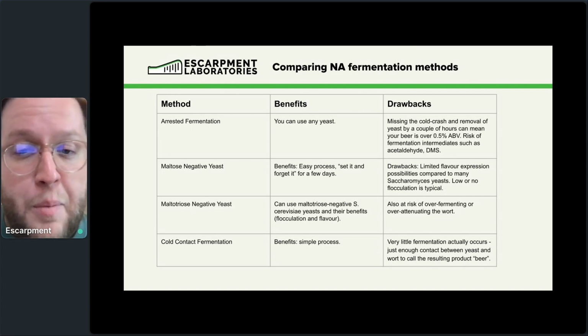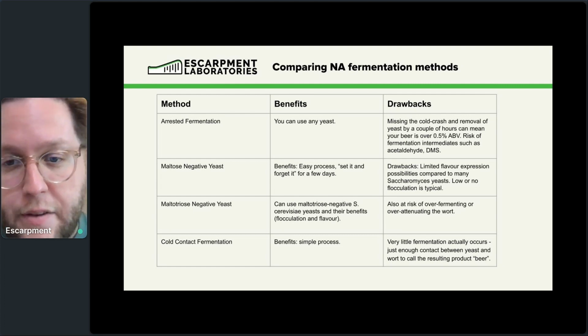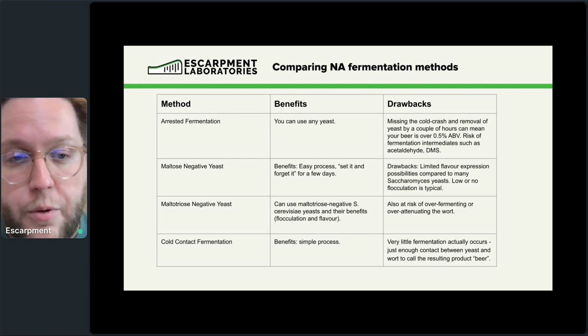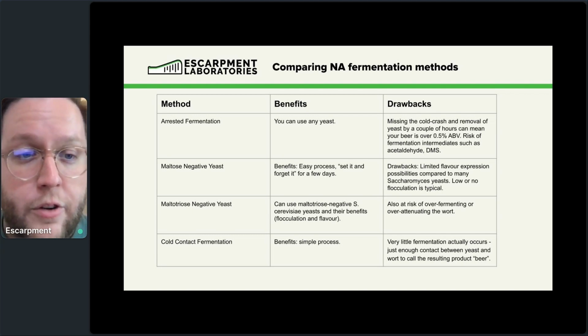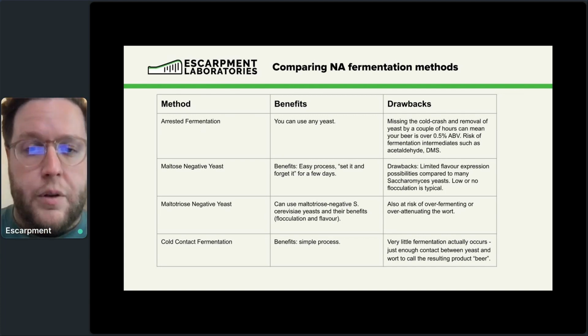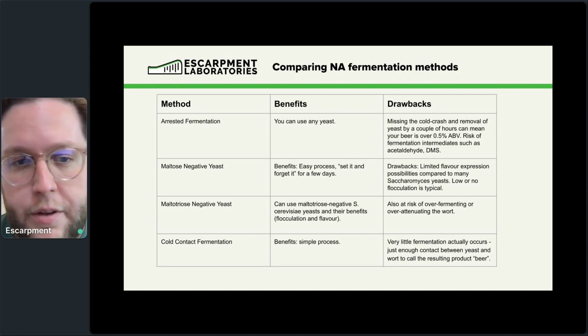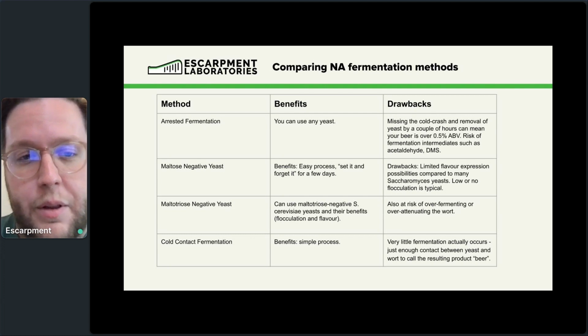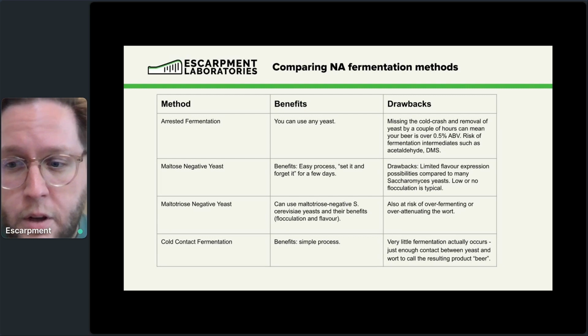Also, because you're basically stopping the fermentation at the start, there's a pretty high risk of fermentation intermediates that includes acetaldehyde, DMS, diacetyl. Diacetyl you can solve through ALDC enzyme, very easy solution, but some of those others are still relevant. I've certainly tasted my fair share of arrested fermentation beers that are riddled with acetaldehyde and DMS, so that's something to certainly watch out for, and also recognize that yeast health is critical no matter what you're fermenting with. It includes non-alcoholic beer. If the yeast isn't fed right, you're going to get off flavors.